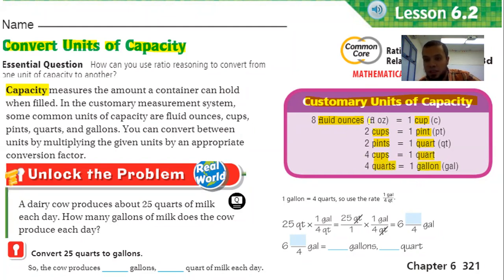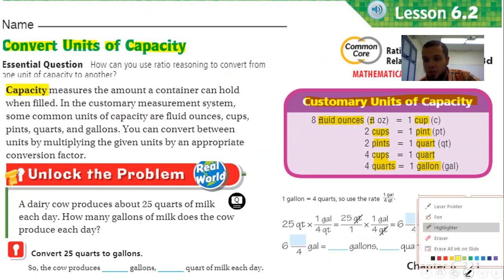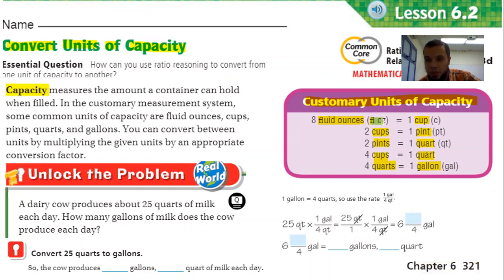And their signs here: FL OZ for fluid ounces, as you see here. I'm going to change my color. Here, cup, the sign is C. Pint, the sign is PT. Quart, the sign is QT. Gallon, the sign is GAL. I'm not caring about this right now, but I want you to know it.